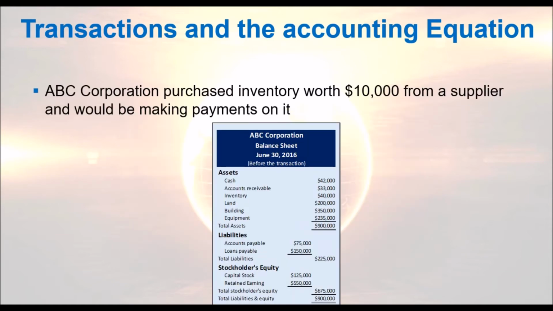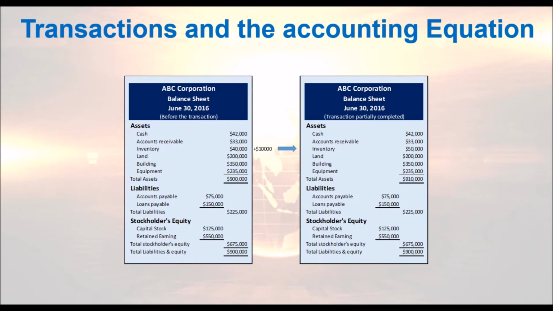Now, let's see if the same company purchased inventory worth 10,000 from a supplier, and would be making payments on it. It's not just a lump sum payment, we'll be making payments. So it will be part of your accounts payable. Now, before the transaction went through, the inventory was 40,000. Now you just bought inventory worth 10,000, so the inventory goes up to 50,000.